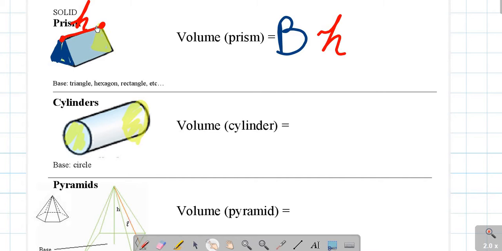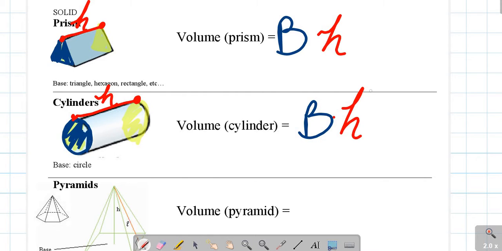Super important you understand that. In a solid, height is the distance between the bases. It does not mean vertical all the time. Notice there's the front and back base. My height is the distance between the bases. The equation for a cylinder is exactly the same thing. I find the area of one base times the height, which is the distance between the bases.